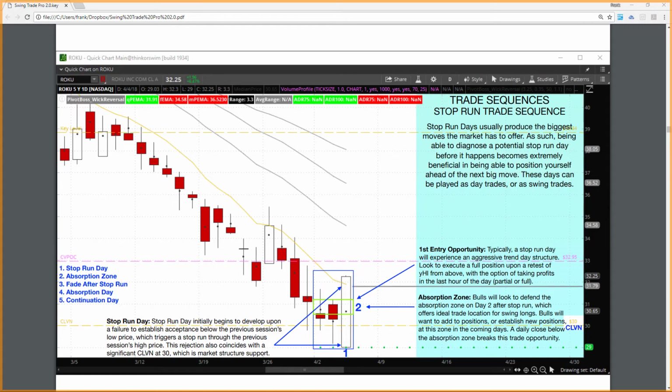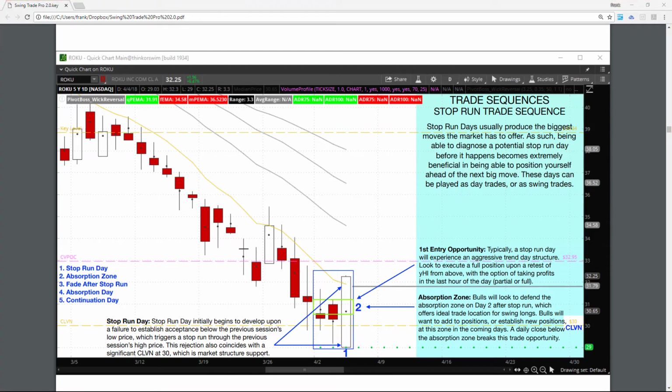Now, the first entry opportunity: typically a stop run day will experience an aggressive trend day structure. Look to execute a full position upon a retest of the previous high from above, with the option of taking profits in the last hour of the day, partial or full. So again, when this starts to rally big time, you could be looking to retest the prior highs from above. You could have been in on a rejection on these lows, wherever the case is, but the idea is to get in and look to hold it throughout the session.